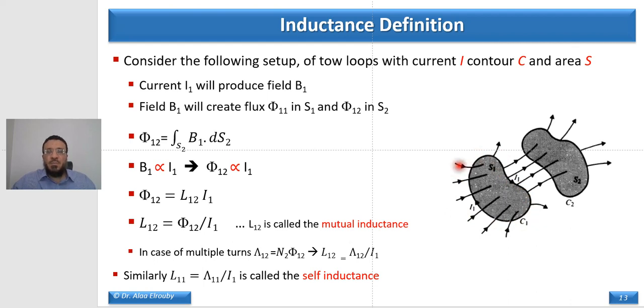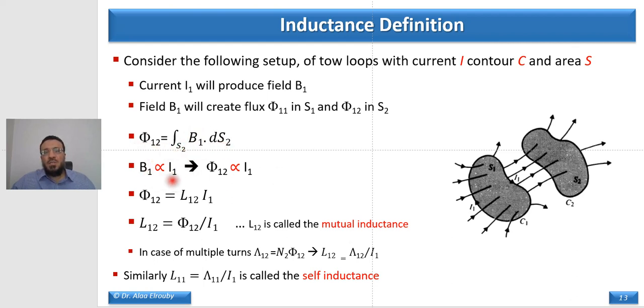Also, the field B1 generated by circuit 1 will be linked to the surface of circuit 2, and this linkage is called phi 12. It's the flux of field B1 generated by current 1 of circuit 1 over the surface area of circuit number 2.